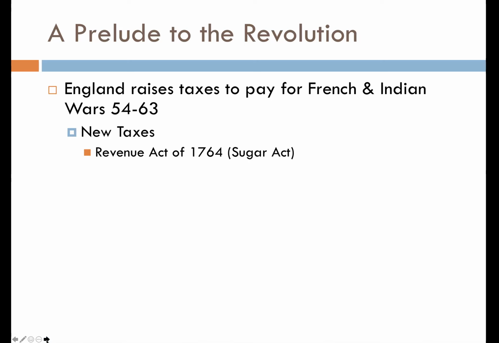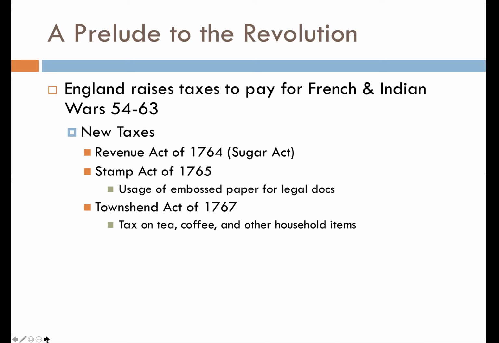So the British implemented the Revenue Act of 64, which is a Sugar Act. Again, these are products that people tend to buy on a regular basis. The Stamp Act of 65, where people had to pay a tax basically to file any kind of legal documents. The Townsend Act of 67, which taxed different goods.